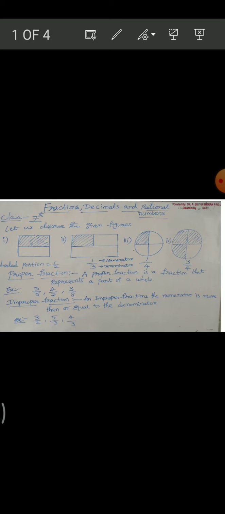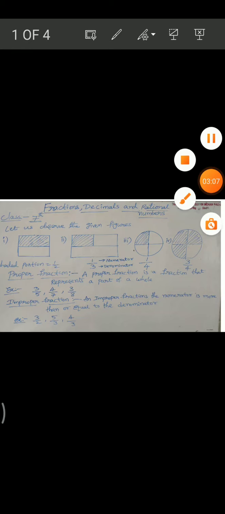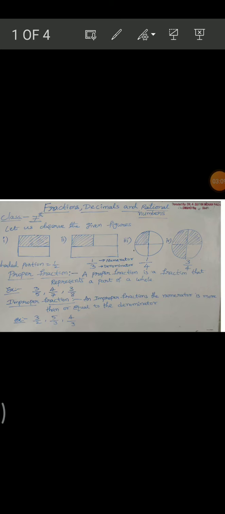Shall we go for the third figure? Now see the third figure. It is a circle. This circle is divided into 4 equal parts. How many equal parts? 4 equal parts. In that, only one part is shaded. So this also we write as 1 in the numerator place and the total parts in the denominator. So the value is 1 by 4.